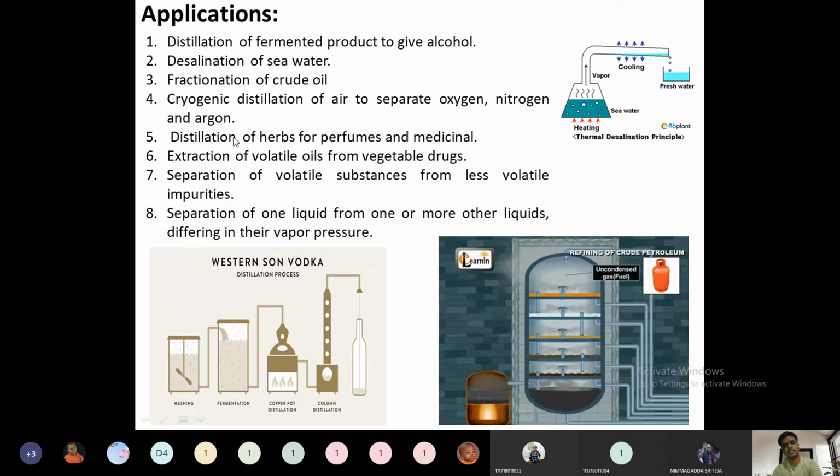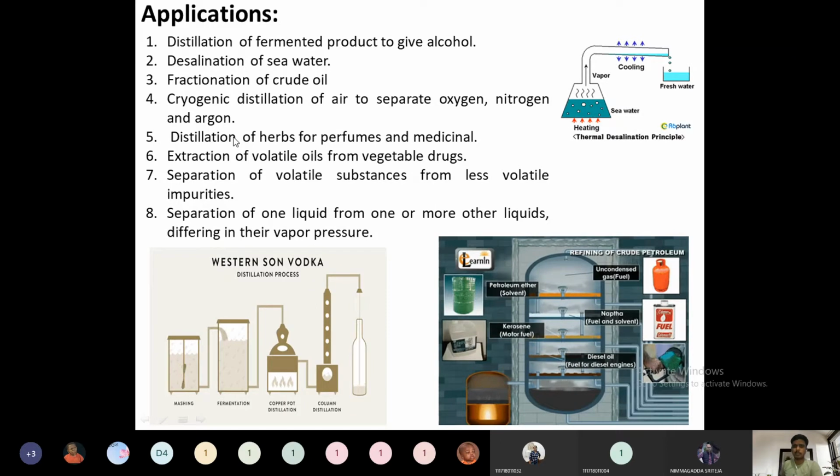Then the next application is the distillation of herbs for perfumes and medicinals. Whatever herbs are there, the more volatile components which are present in the herbs, and the stems or roots of the plants, will be extracted using distillation only.